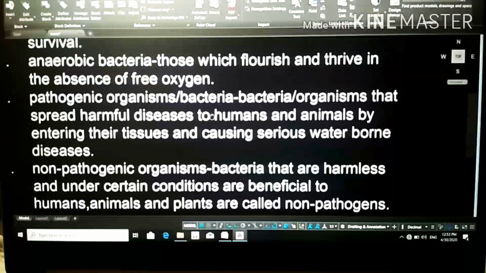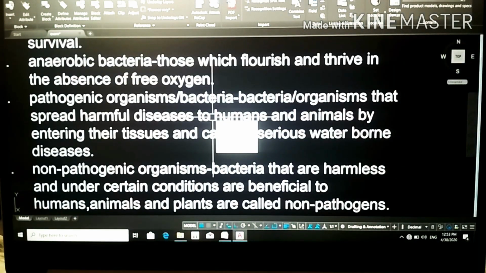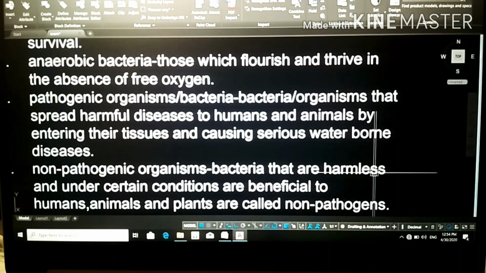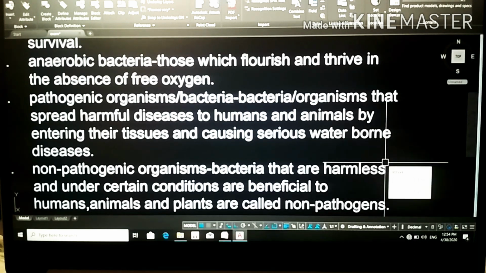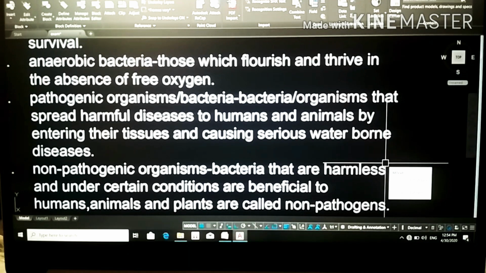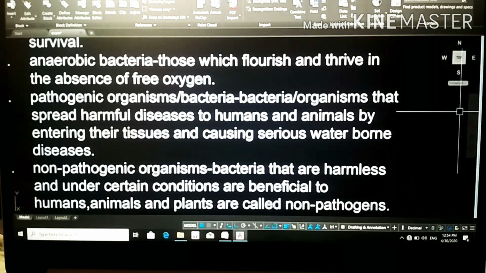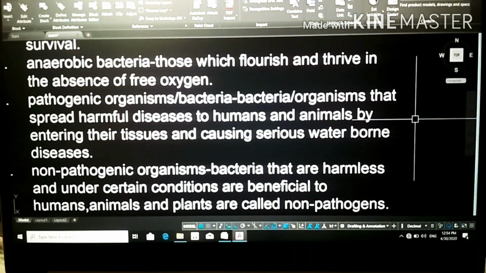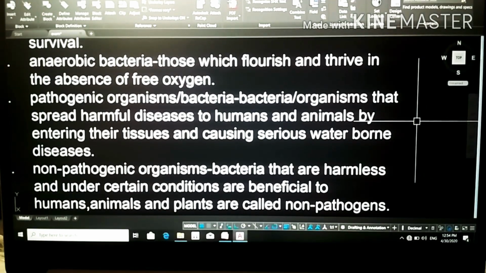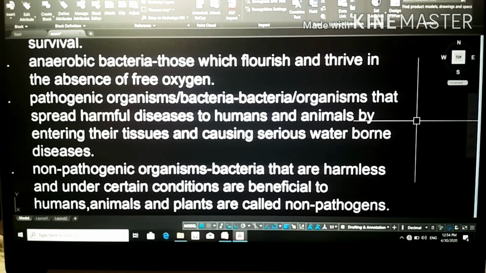Then the third one is pathogenic organisms. Pathogenic organisms are the organisms that spread harmful diseases to humans and animals by entering their tissues and causing serious waterborne diseases. Such organisms spread through contaminated water, food or anything. So basically, the organisms from which various diseases spread to humans or animals are known as pathogenic organisms. Such organisms are very harmful to humans and animals.